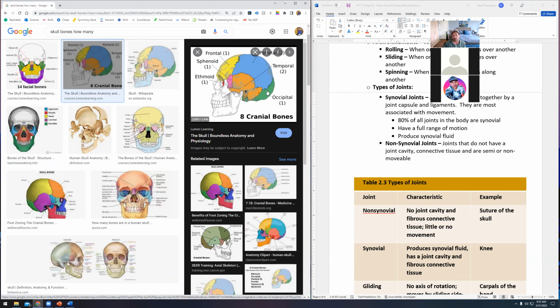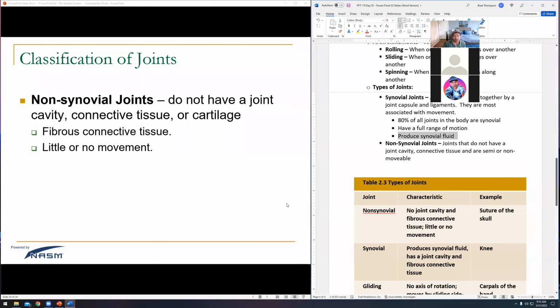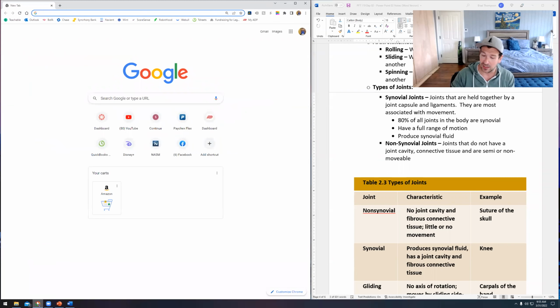But these are all held together with fibrous joints. It is a joint because that's two bones coming together, but it's not meant to move. It's just all locked into place. And then there are cartilaginous joints. Cartilaginous joints have a little bit of movement.